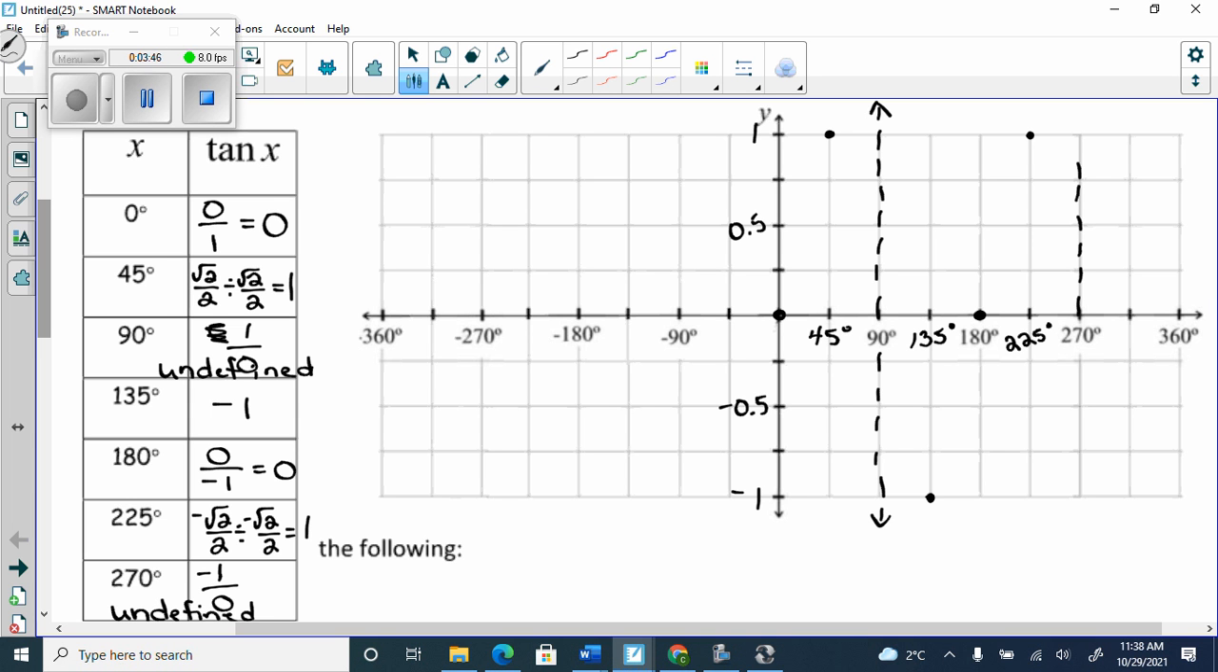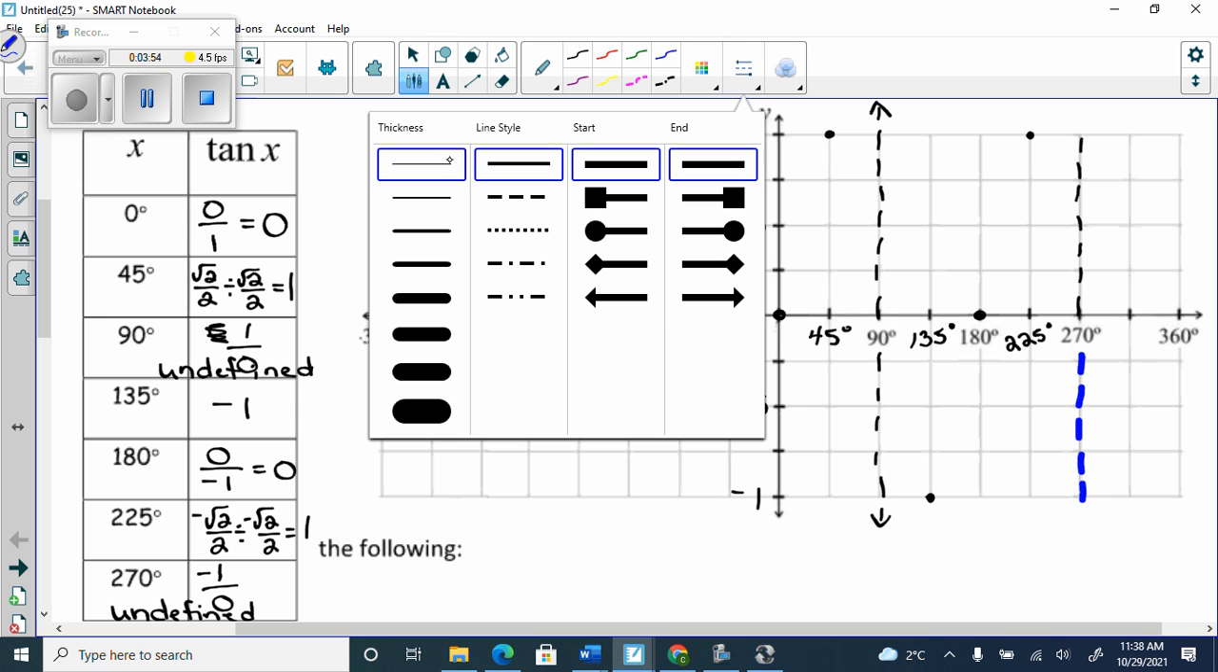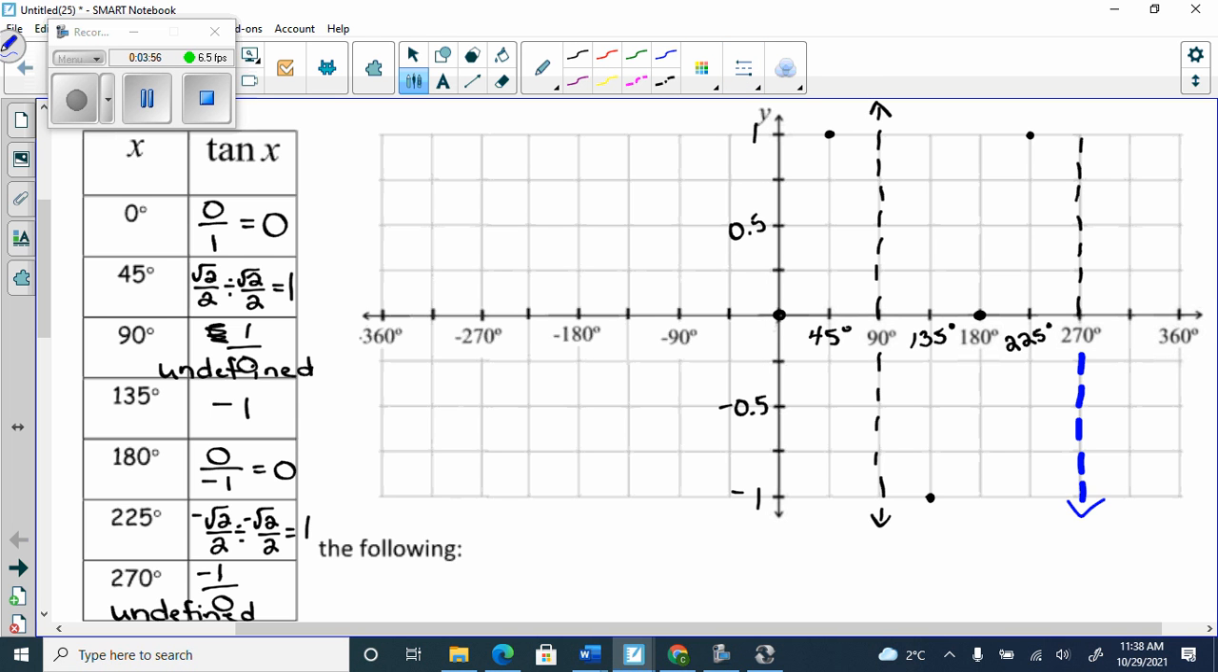What's the distance between my vertical asymptotes? 90. Why did that just switch to blue? Anyone have a reason for that? My spin didn't do that. I don't know why. 180. You're right. Yeah, so it's 180, correct? Which is what in radians? Pi, right? So this graph is actually repeating itself how many?